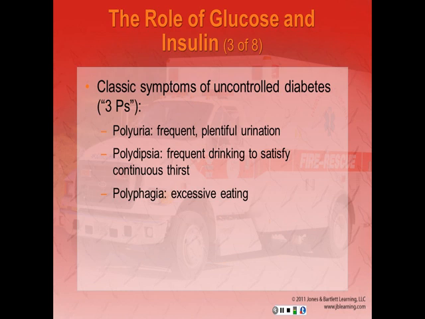The classic symptoms of uncontrolled diabetes are as follows. We call them the 3 Ps. Polyuria, frequent, plentiful urination; polydipsia, frequent drinking to satisfy continuous thirst; and polyphagia, which is excessive eating as a result of cellular hunger, but this is rare.